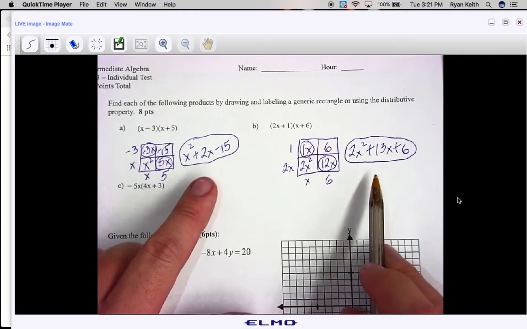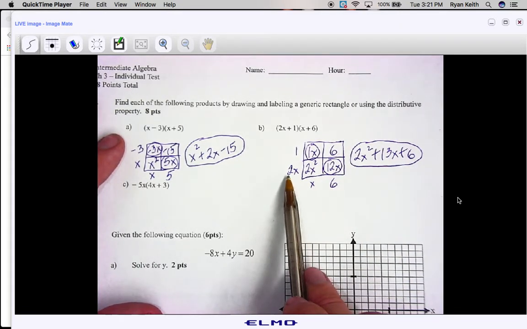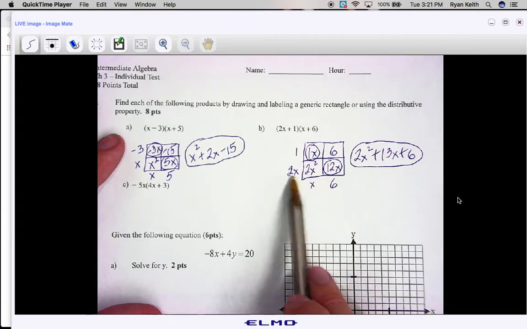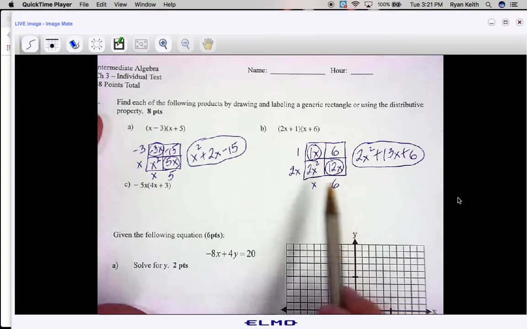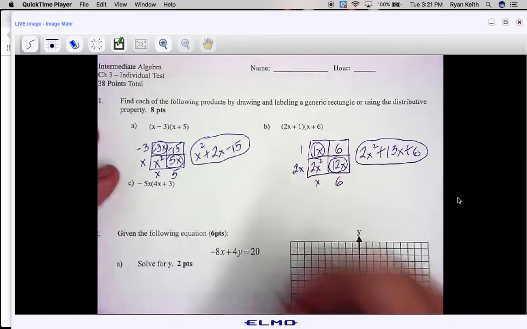Most of the errors here were just arithmetic mistakes. I think some people multiplied these two together and put 3x squared, almost like you were adding 2 and 1 at the same time as you were multiplying. But 2x times 1x is 2x squared. It's little things like that.